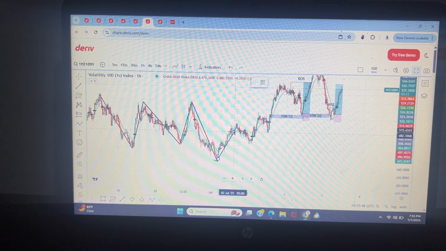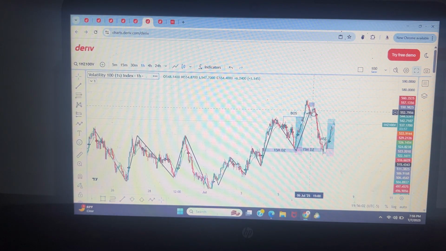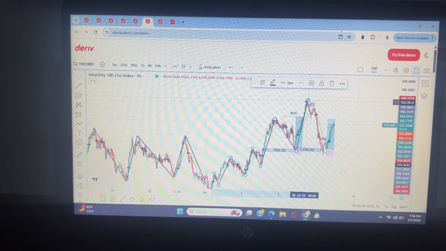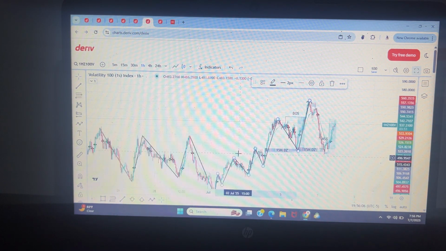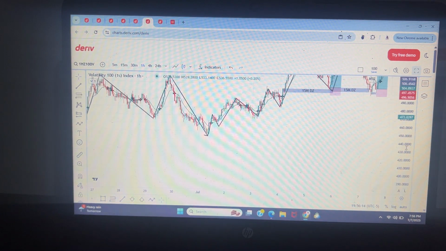Price goes up, giving you a higher high, higher low, higher high, higher low, higher high, higher low, higher high, higher low, and a higher high right up here. You see me? Price gave you a higher high, so market structure shift right around here.